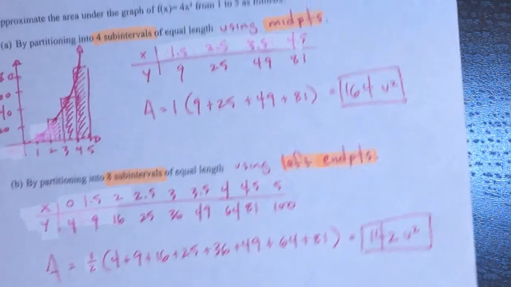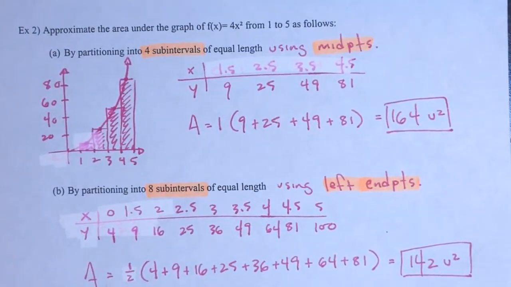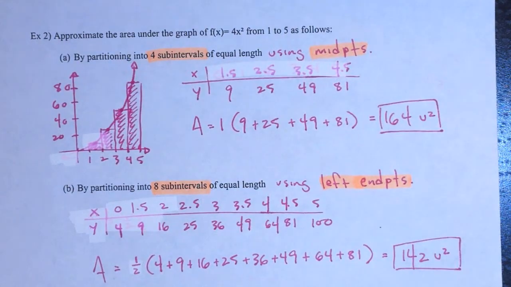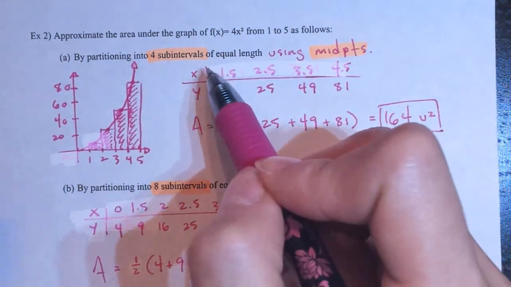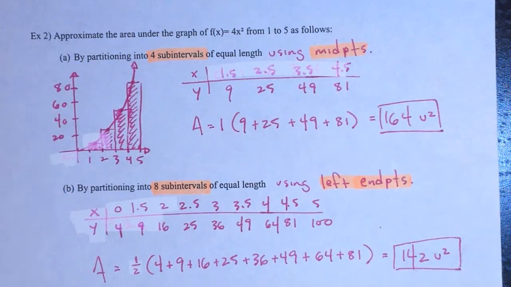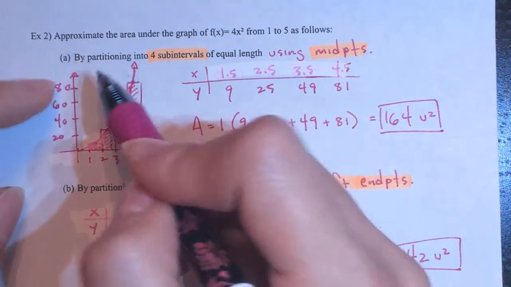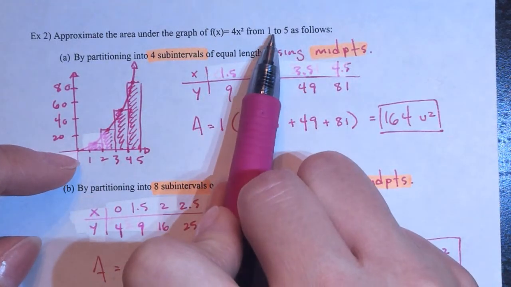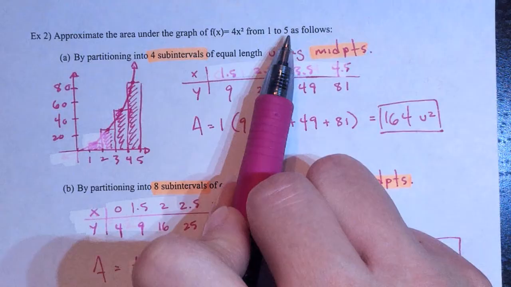So here's another one. This one is talking about midpoints, and the midpoints are a little bit more annoying. For the midpoints, we want 4 subintervals, and we want to go between 1 and 5. Okay, so here's the thing.